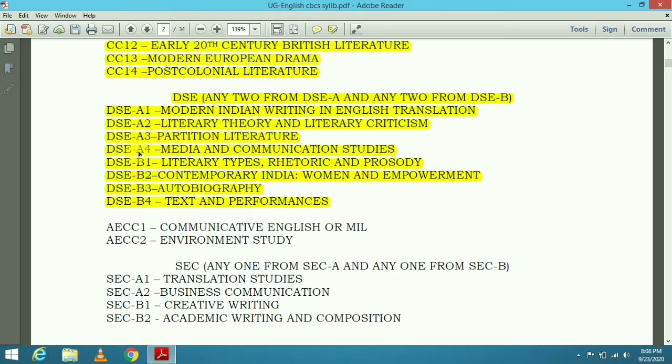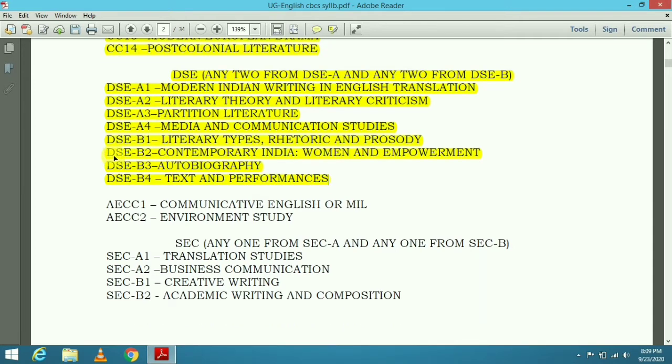DSC A3, partition literature, DSC A4, media and communication studies. Now out of these 4 you have to choose only 2, and the same thing will go for DSC B. Out of these 4 you have to choose 2.